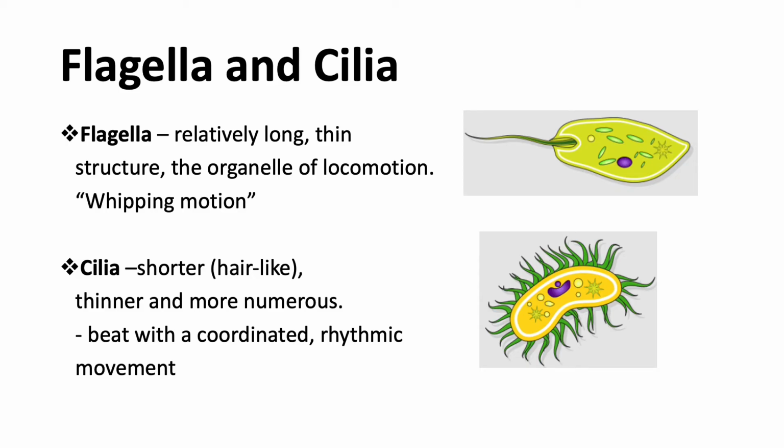On the other hand, cilia are also organelles of locomotion, but they tend to be shorter, more hair-like, thinner, and more numerous than flagella. They can be found in some species of protozoa called ciliates and other types of cells in our bodies, like the ciliated epithelial cells that line the respiratory tract. And unlike the flagella, cilia tend to beat in a coordinated rhythmic movement.